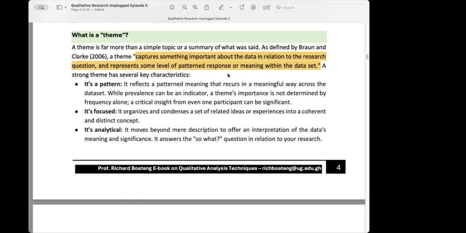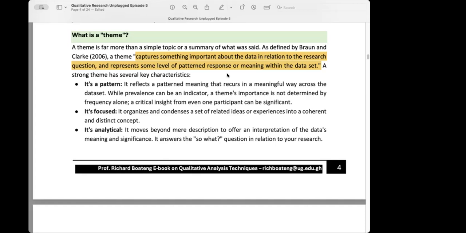Got it. What else? Second, a theme is focused. It acts as an organizational principle. It gathers and condenses a set of related ideas, experiences, or statements into a coherent, distinct, and manageable concept. Think of it almost like a conceptual container. Okay, like a bucket for related ideas. Sort of, yeah. It brings together these disparate pieces of data that, on their own, might seem disconnected, but together they form a unified narrative or insight. It allows you, the researcher, to present complex information in a really organized way, making it much easier for your reader to follow your argument and understand the story you're telling. Makes sense. It provides structure.